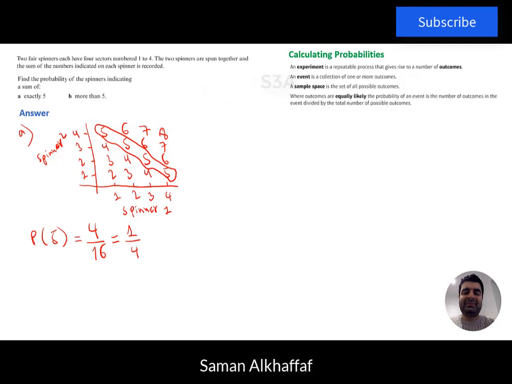Now for part B, we need to find the probability of more than 5. So in this scenario, you can see that there are values outside of 5. So we can see that we have 6 values more than 5: 1, 2, 3, 4, 5, 6. So it's representing this triangle in the corner. So that will be 6 over 16 out of the total as we measured earlier, and that would give us 3 over 8. So this will be our answer for part B.